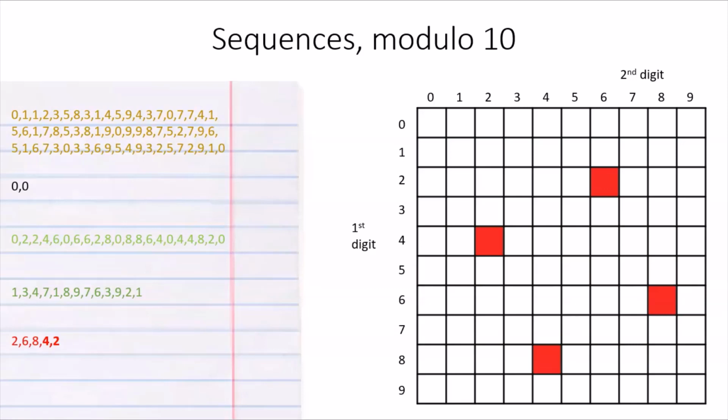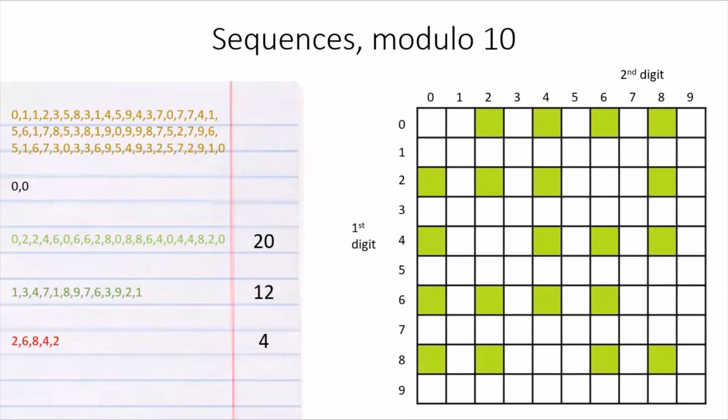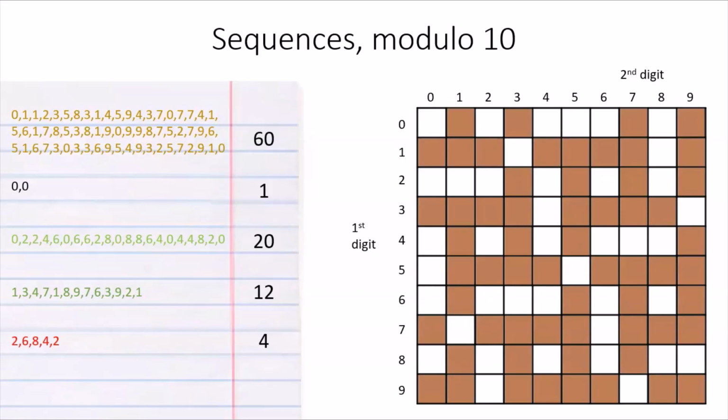Now, again, we can ask, is this all? Have we found all of the squares that there are to color in? And so we can see this by counting. There were 4 of these, and there were 12 dark green squares and 20 light green squares, 1 black square up in the corner, and 60 brown squares.